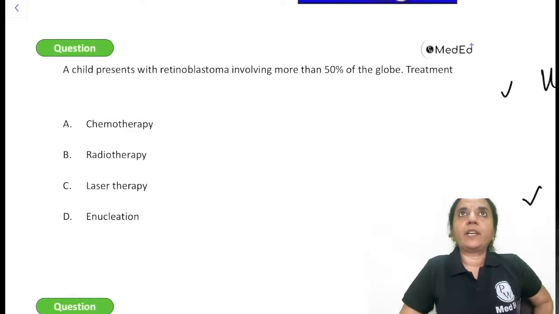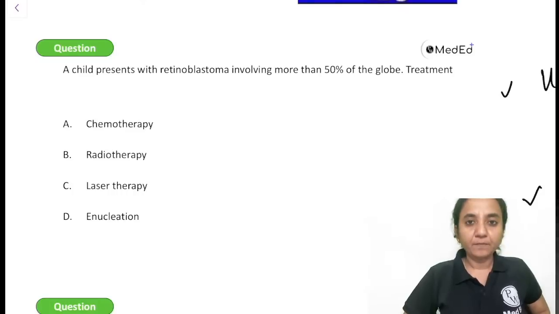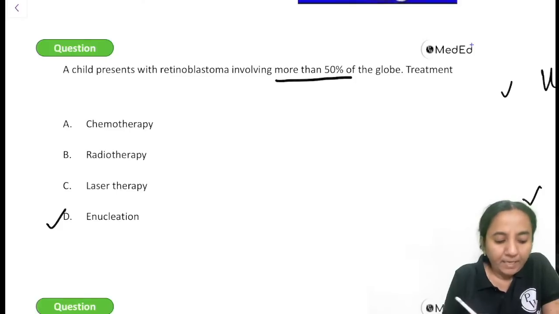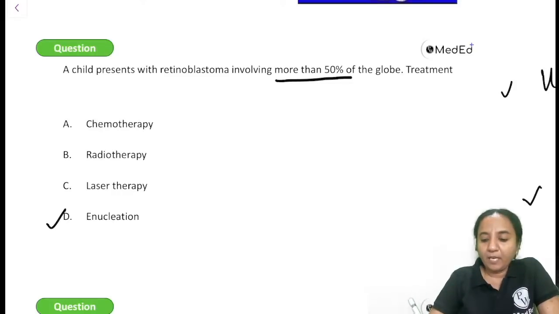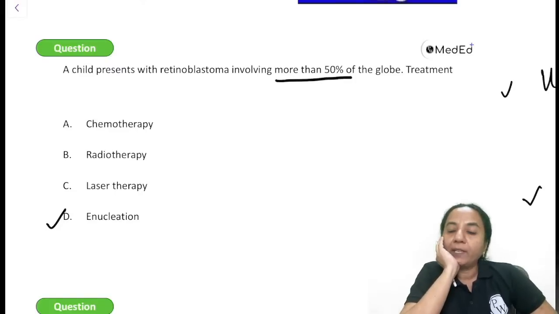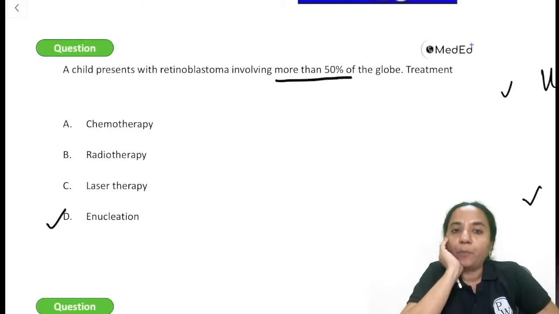A child presents with retinoblastoma which is involving more than 50% of the globe. Now, what is the treatment? For retinoblastoma which is involving more than 50% of the globe, the treatment is enucleation. Now, what is enucleation? Enucleation means removal of the eyeball with a portion of the optic nerve. So the most common route of spread is via the optic nerve. So that's why you remove the globe with a portion of the optic nerve. This is enucleation.